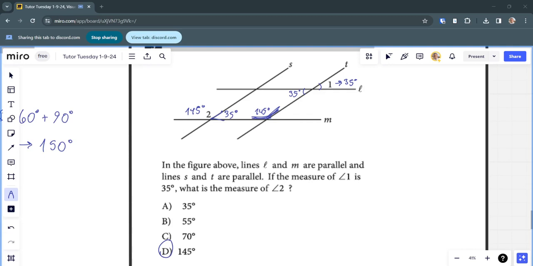Okay. Let me look for... This is a good math one.